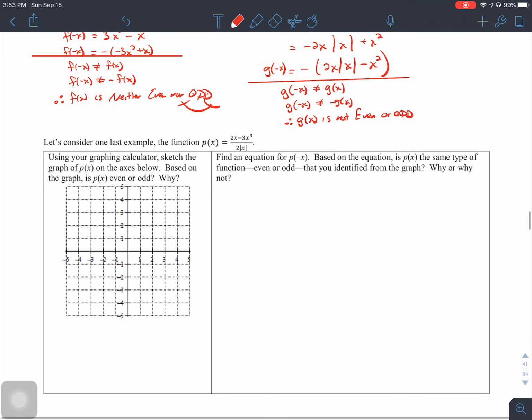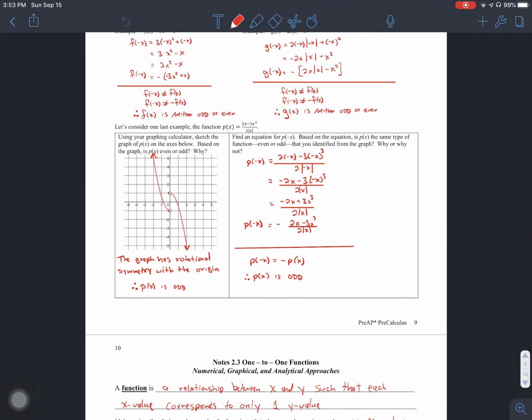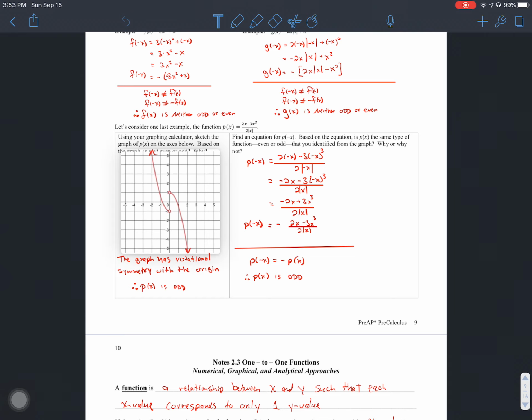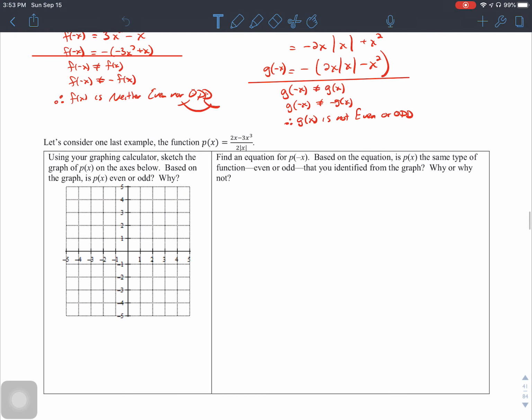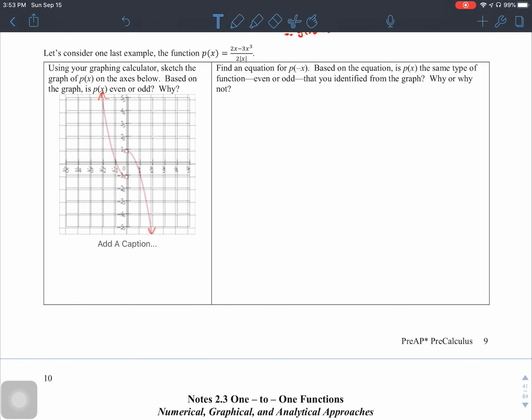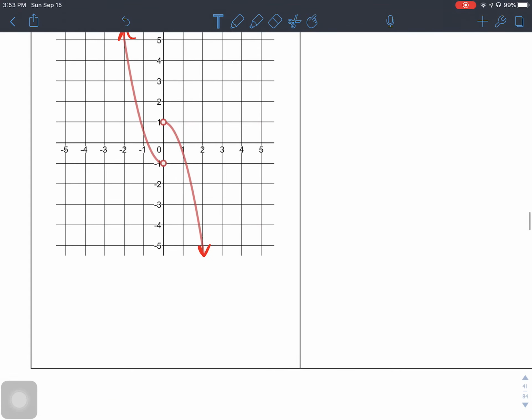Last example. Let's consider one last example. That's why I said last example. Use your graphing calculator, graph this based upon it. Is it even or odd? Justify your answer. I've already graphed this. Let me go grab it. I use Desmos to graph this. Does this look even or odd to you? Looks pretty stinking odd to me because it has rotational symmetry with the origin.